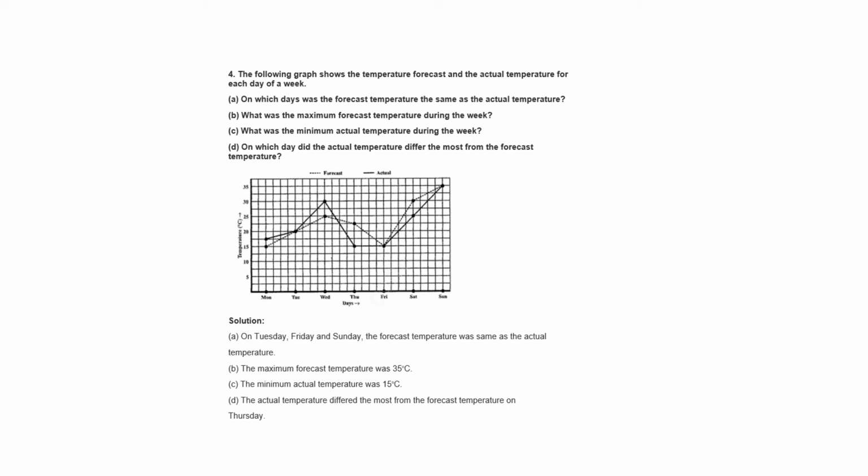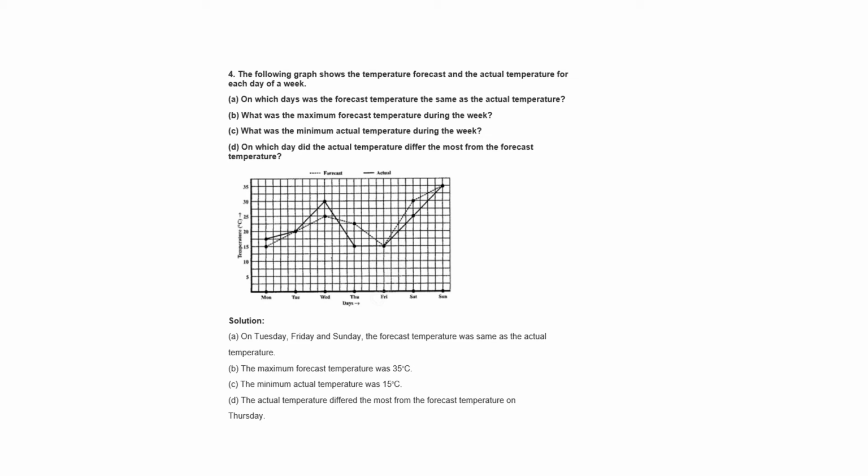B part, what was the maximum forecast temperature during the week? Just see the dotted one, maximum forecast. It is 35. Maximum forecast is 35. What was the minimum actual temperature during the week? Actual temperature. So actual means this solid line one, this is the least. So it is 15. When the actual is minimum, it is 15.